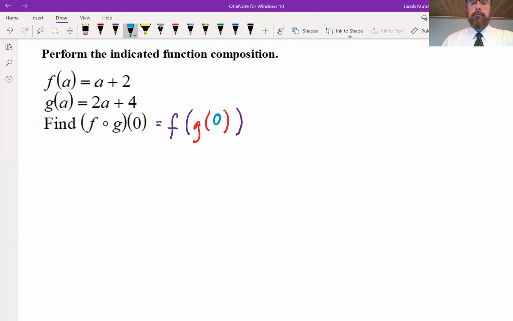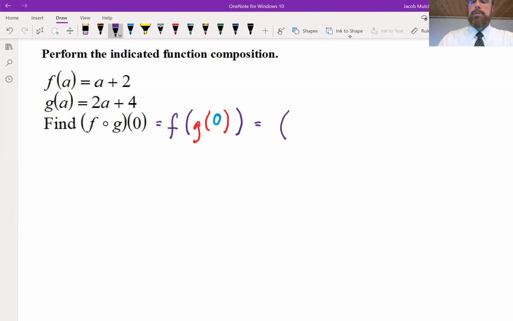Let's make the function composition first. So I'm going to decide what's f of g of a, and then once I decide that, I can substitute in the 0. So I'm going to pick up the f function. That's the overarching function. It's on the outer side of the composition. So that's going to be a plus 2.